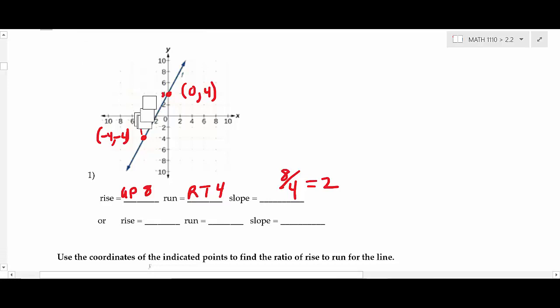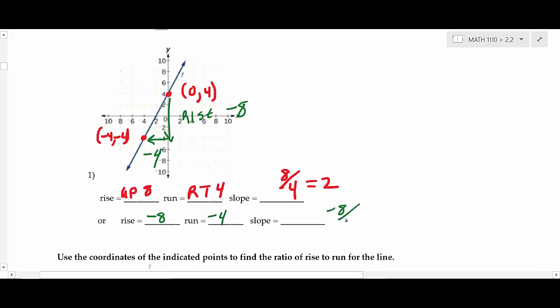Okay. Now, you can do this the other way. I'm not going to do this on every problem, but it doesn't matter where you start. If you started at this point and went down, then that would be a rise. Anytime you go down, you use a negative number. So that would be down 8. And if you did your run, since you're going to the left, that would be -4. Okay, so you get the same answer. You would say rise is -8, run is -4.